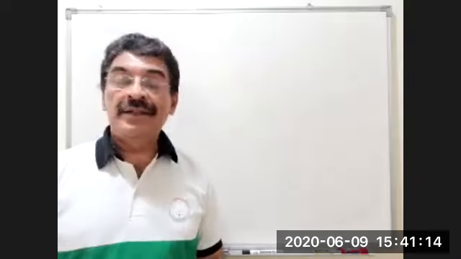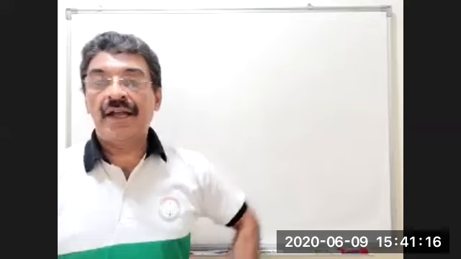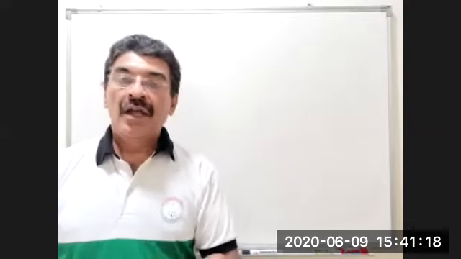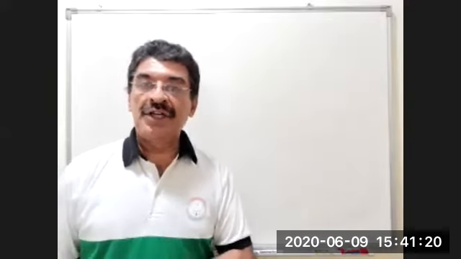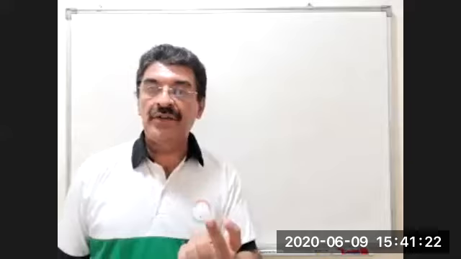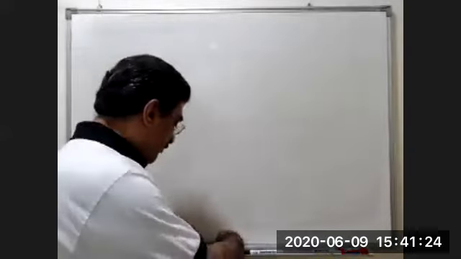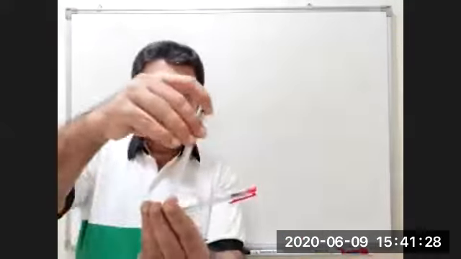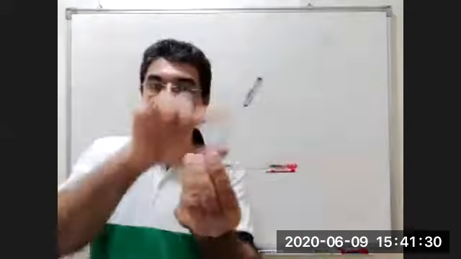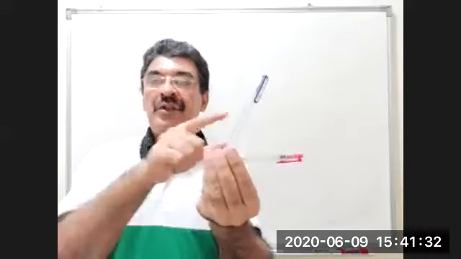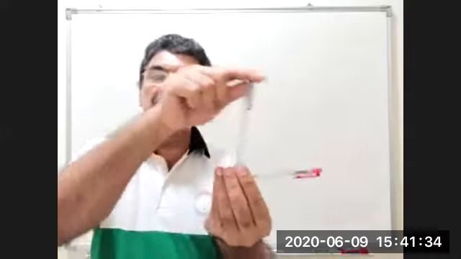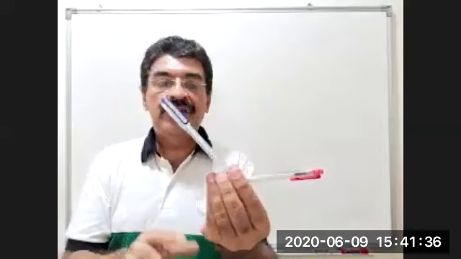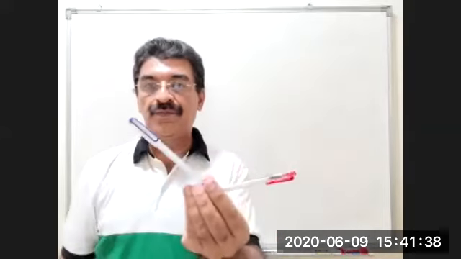We said x in quadrant 1, x the angle in quadrant 2. Actually, the angle in quadrant 2 means we know that an angle is formed if a ray is moving. This is the terminal ray. If the position of the terminal ray is in quadrant 2, we say that angle x is in quadrant 2.